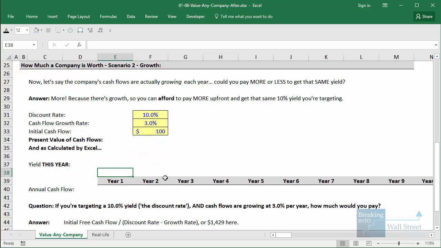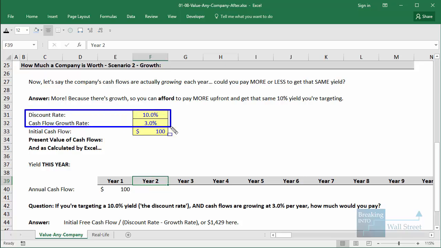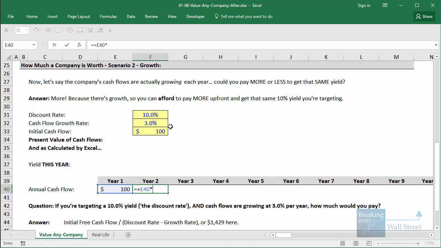Let's start by once again entering the annual cash flows here. We start out at this initial cash flow of 100. We assume here that our discount rate is the same, 10%, but we have 3% cash flow growth each year. So in year 2, we'll take that 100, we'll multiply by the 1 plus 3%, and we'll anchor the 3% part.